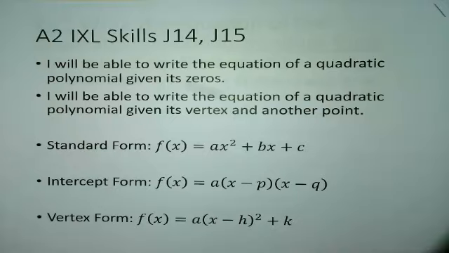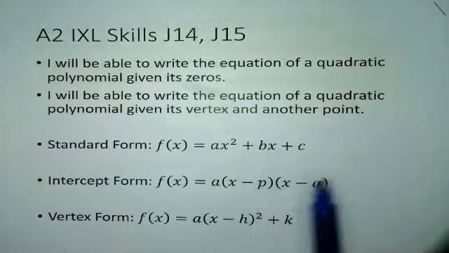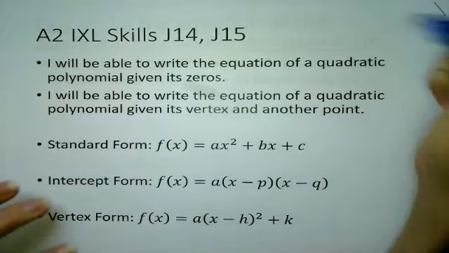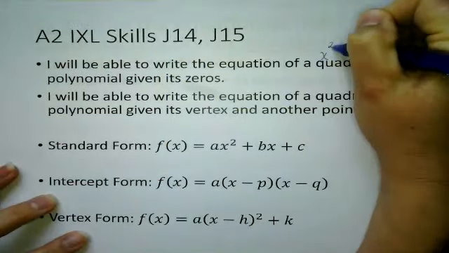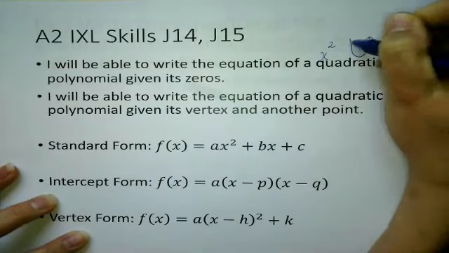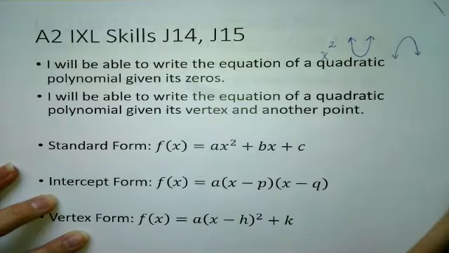Today we're talking about Algebra 2 Skills J14 and J15. This is writing equations of quadratic polynomials. In case you're curious, quadratic, remember, is where we see a function that has x squared in it, and its shape is a parabola. It's either an up parabola or a down parabola.